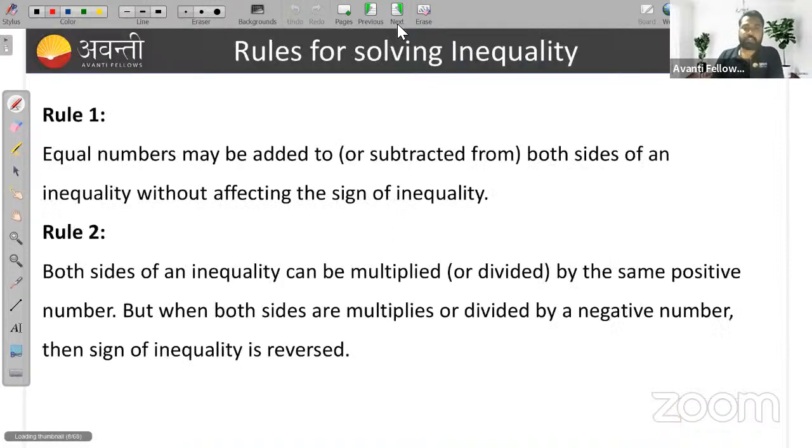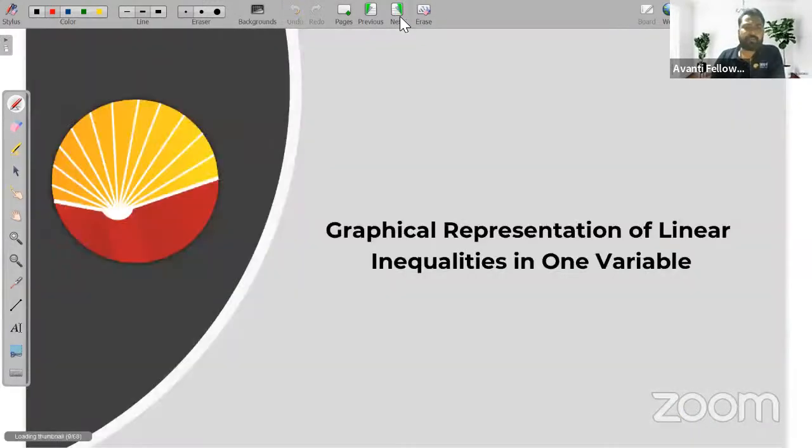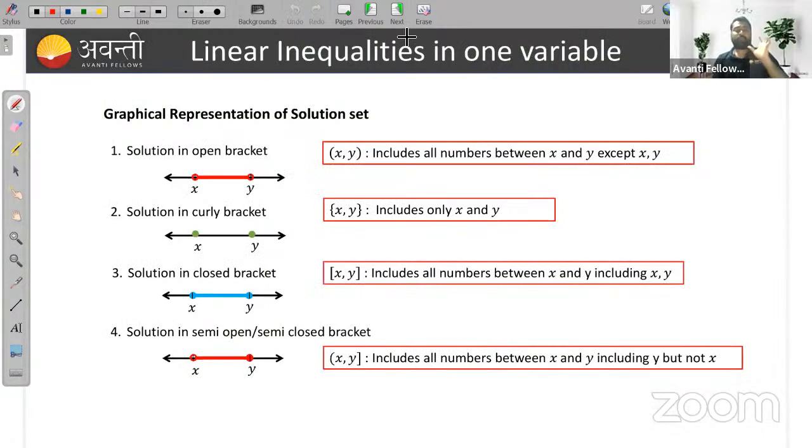So these are the rules we have already discussed. Let's move on. How can you graphically solve a linear inequality with one variable? Graphically, how can we solve it? Let's see. Graphical representation of solution sets, that is, of some interval. So the open interval of x and y, how can we represent it this way?